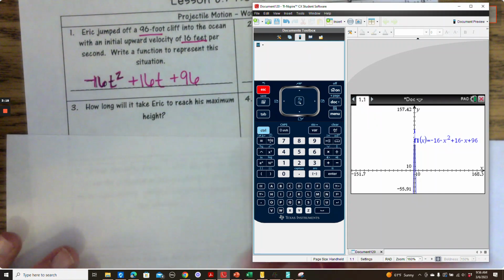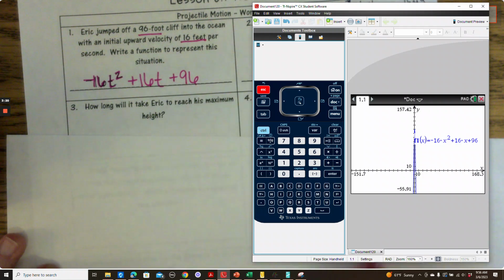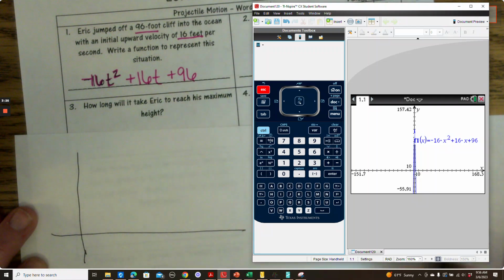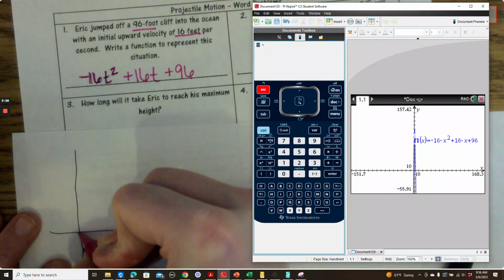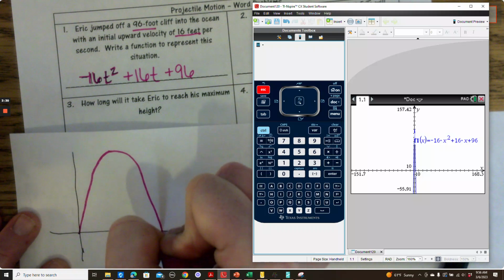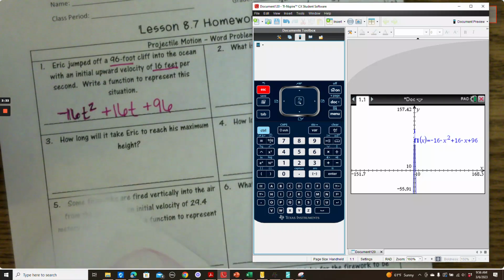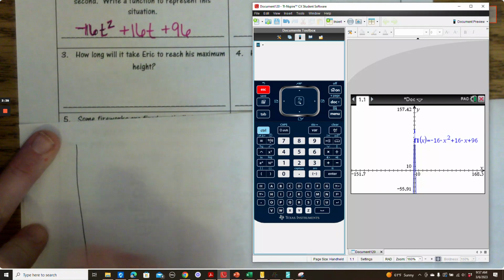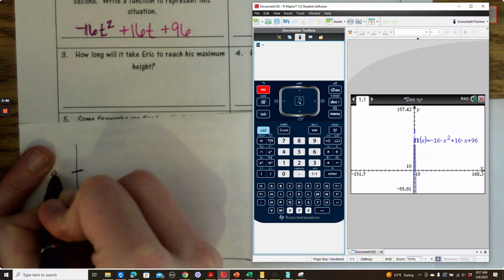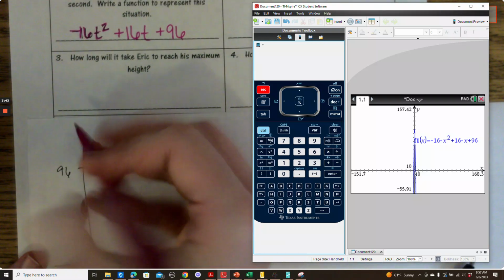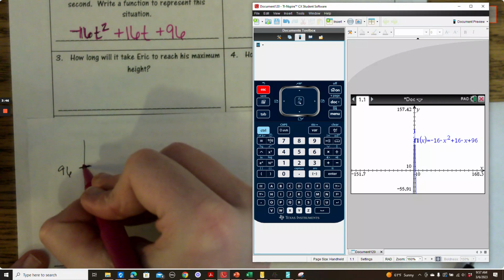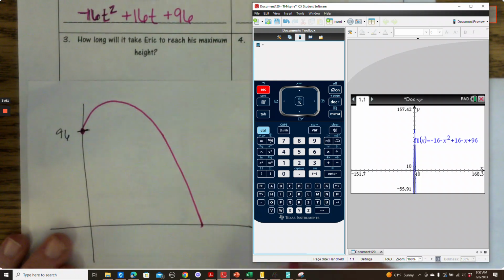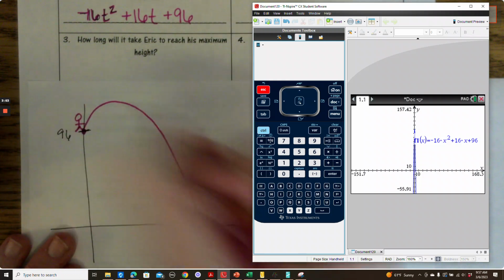So what we have is a parabola. If these are my axes, my x and my y, this thing does something like this. On this problem, though, we're starting at 96 feet above the ground. That's my starting point, and he's going to jump into the water. Imagine a little dude standing here, and he's going to jump into the water.